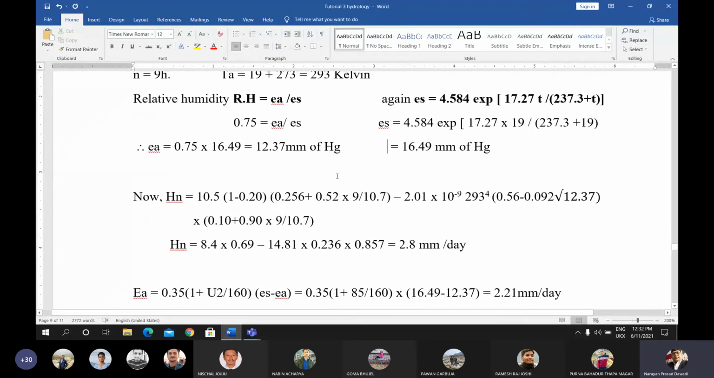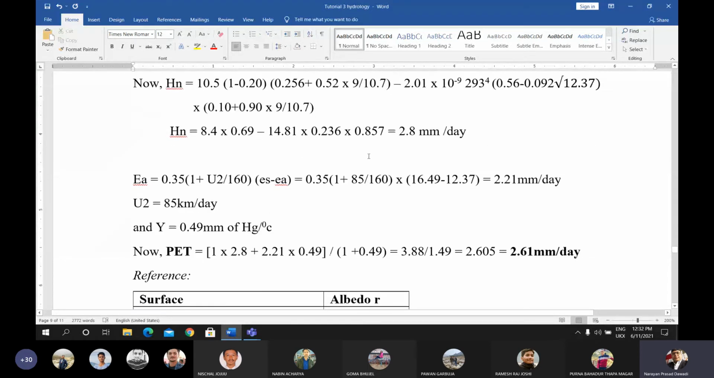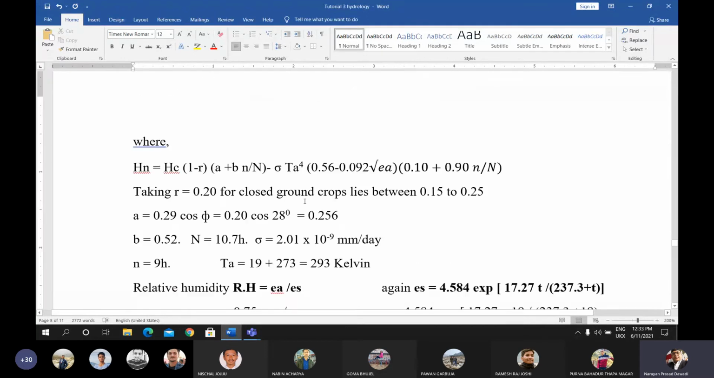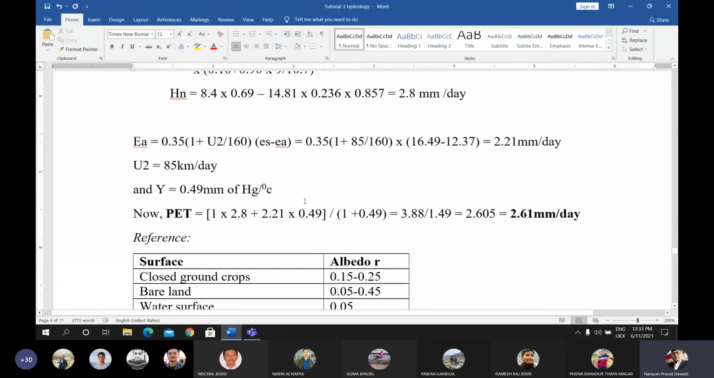ES value is 16.49 and EA value is 12.37. ES minus EA, you will get the value as 2.21 mm per day. Now another value we need in this equation is gamma. This gamma is known as the psychrometric constant. The psychrometric constant value is 0.49 mm of Hg per degree Celsius. Psychrometric constant is called gamma, and this gamma equals 0.49 mm of Hg per degree Celsius.